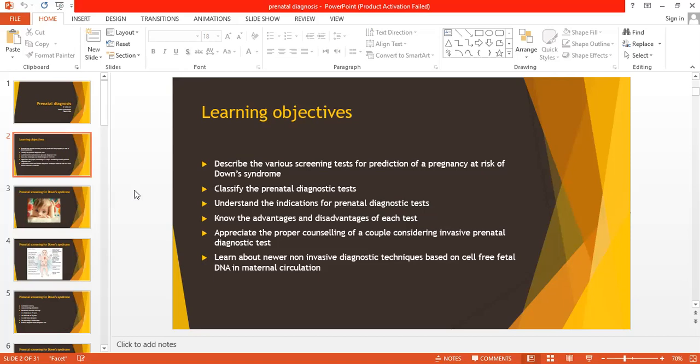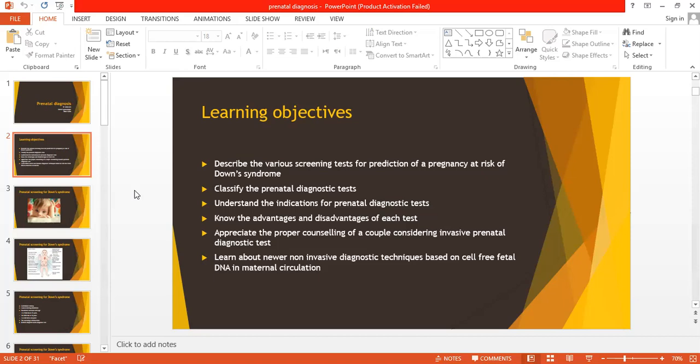There's a difference between prenatal screening and prenatal diagnosis. In prenatal screening, you perform tests to identify fetuses at risk of certain conditions, while the diagnostic test is a test that confirms your suspicion. You should be able to know the advantages and disadvantages of each test. You should be able to counsel a couple properly who is considering invasive prenatal diagnostic tests.